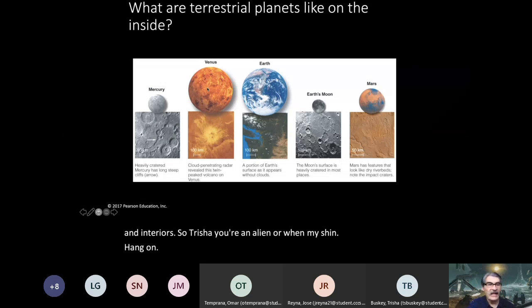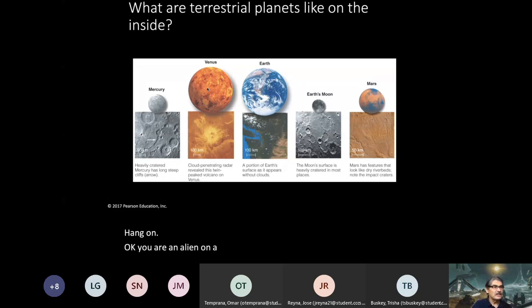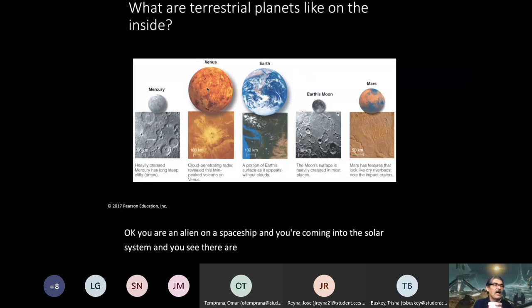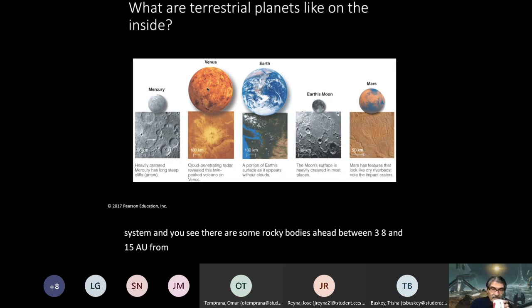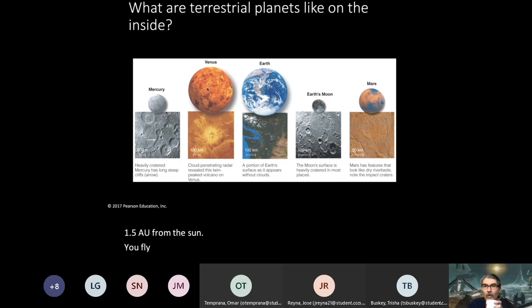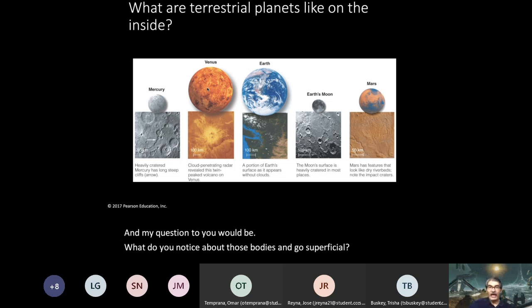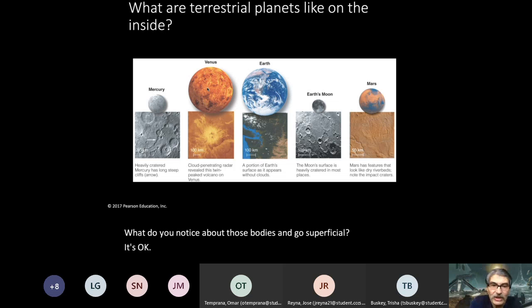Okay, you are an alien on a spaceship, and you're coming into the solar system. And you see there are some rocky bodies ahead, between 0.38 and 1.5 AU from the sun. You fly by each and every one of these bodies, and my question to you would be, what do you notice about those bodies? And go superficial. It's okay. What's the first thing you're going to notice?